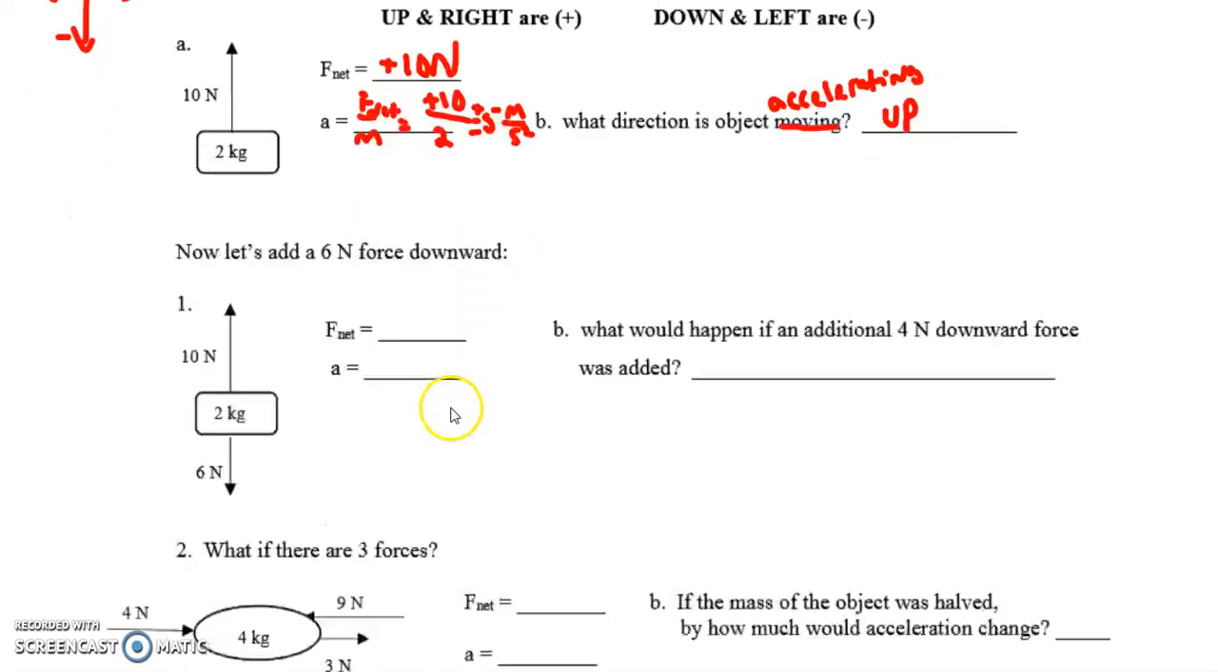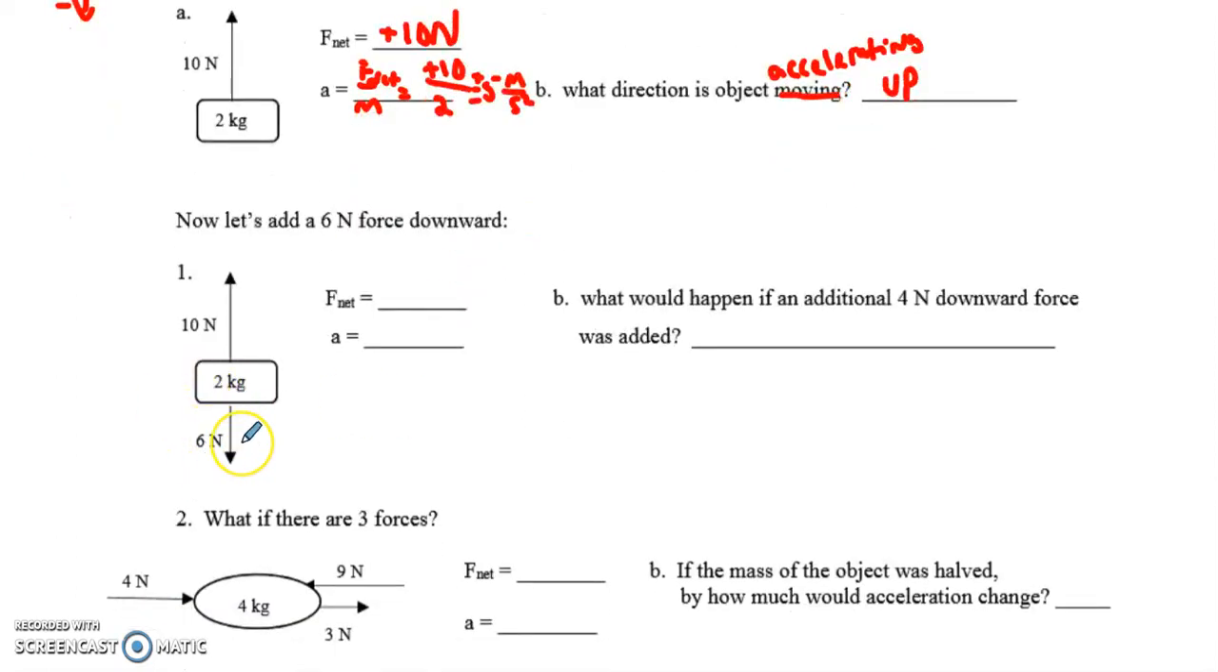So the next part we're going to add in this 6 newtons down. So now what I need to do is I'm going to say that this is positive 10 and this is negative 6, and I'm going to add them up. So now my F net is plus 4. Okay, so now my acceleration is plus 4 over 2, or plus 2 meters per second squared.